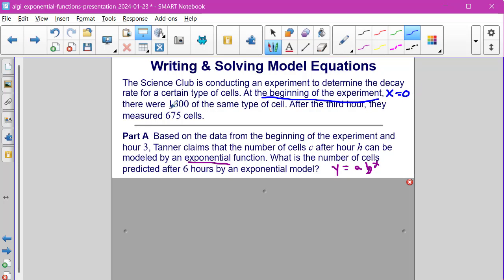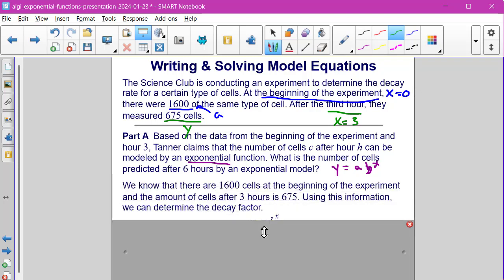There were 1,600 of the same type of cell. So there were 1,600 cells. This is our a value. After the third hour, that's when x is equal to 3, they measured 675 cells. That's our y value. So we can then substitute these values into our equation.